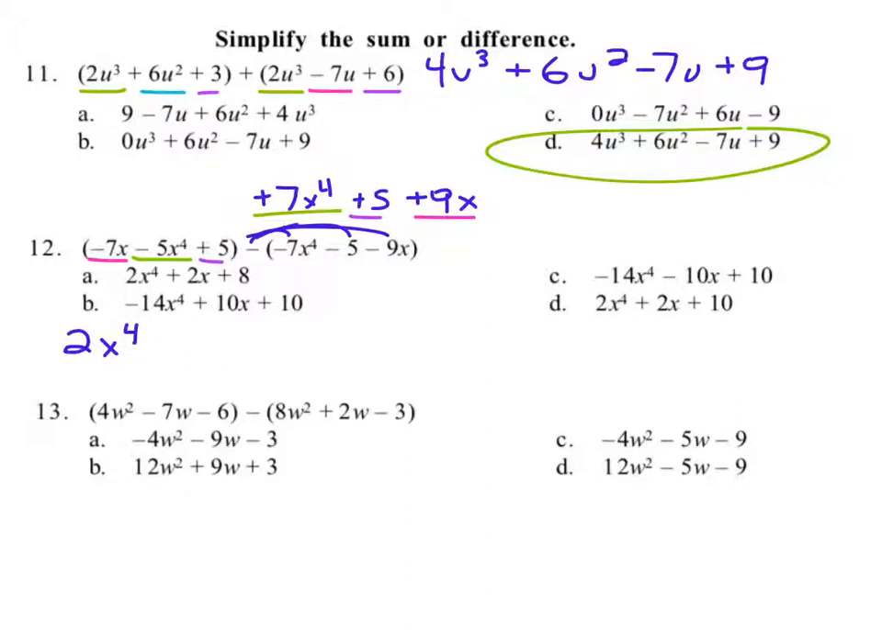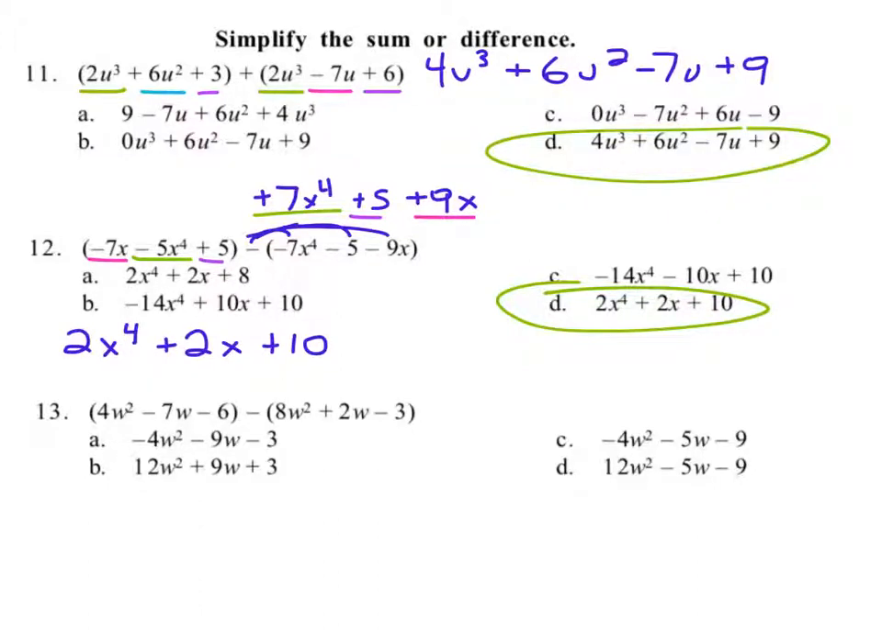Now we've got to combine the x terms. We've got negative 7x and positive 9x, underlined in pink. Negative 7x and positive 9x becomes positive 2x. And we've got to combine the constant terms that are underlined in purple. Positive 5 and positive 5 is positive 10. And then what we're doing is we're looking for that answer. Do we see that answer? 2x to the fourth plus 2x plus 10? We do. That is answer D.